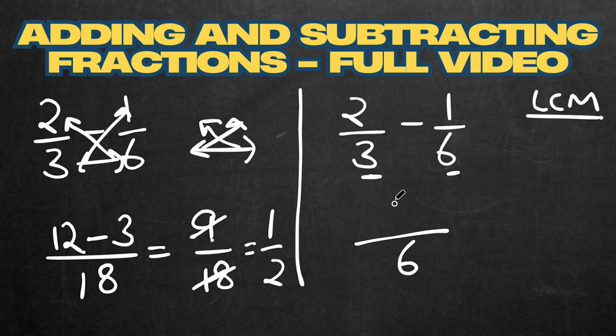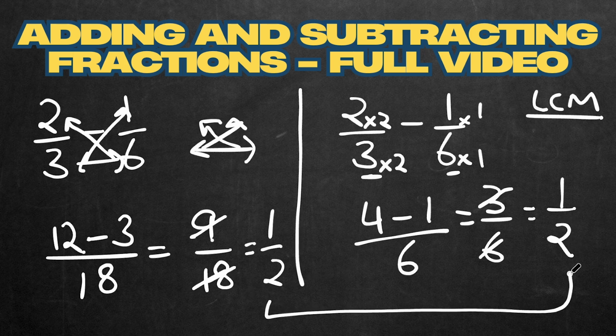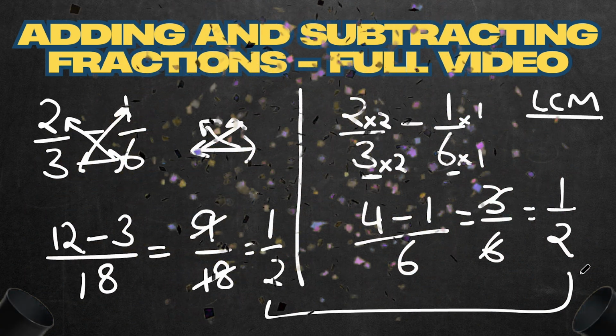How many times did you multiply 3 to get 6? You have to multiply 2 times, right? So 3 2s are 6. So you do the same operation here. 2 times 2, guys, 4, right? Now 6 times 1 is 6, right? So I do the same, 1 times 1. So 1 times 1 is 1. What is my final answer? 3 over 6, which can be simplified to also 1 over 2. You see, same answer. Easy, right?